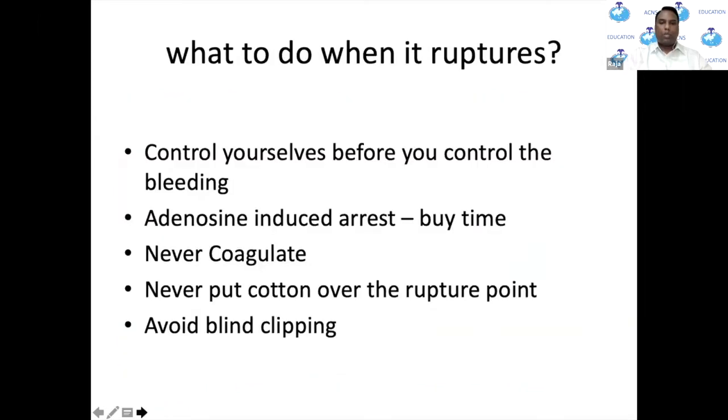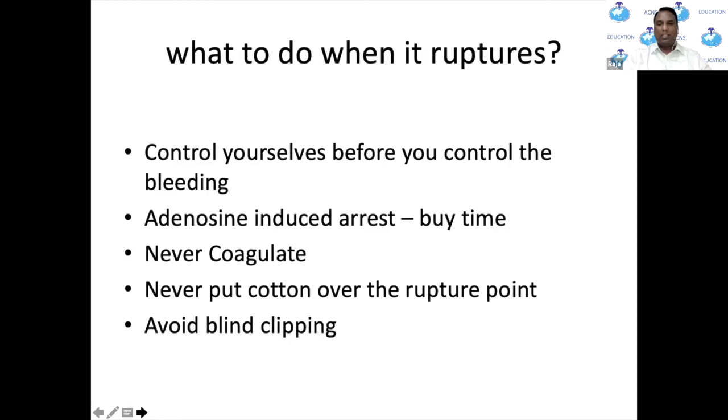So what do you do when it ruptures? Well, the first thing is that control yourselves before you control the bleeding. Adenosine induced arrest can buy time. Never coagulate. I have found that many people coagulate that aneurysm, and they believe that actually coagulation would help. It may help in some situations, understand, but when the aneurysm just bursts open, your coagulation is not going to help.